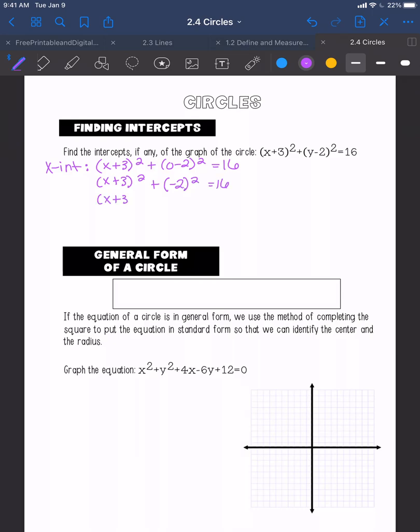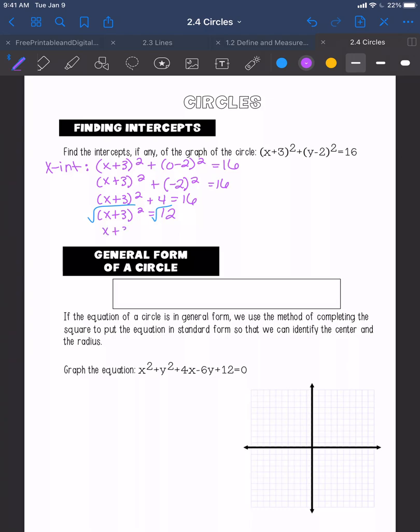x plus 3 quantity squared plus 4 equals 16. We're going to subtract 4 from both sides. So that equals 12. Now that we've isolated what's being squared, we take the square root of both sides.